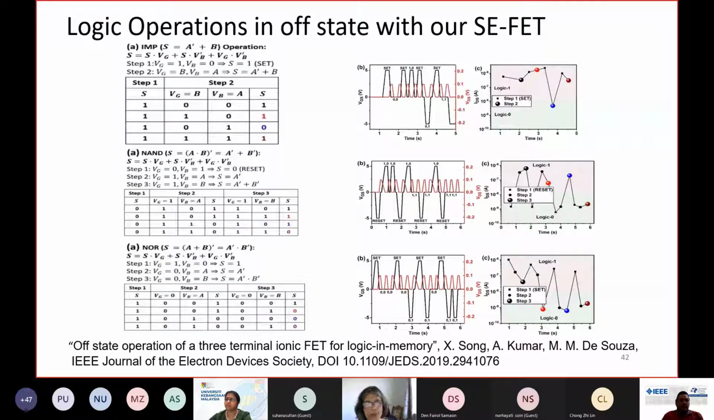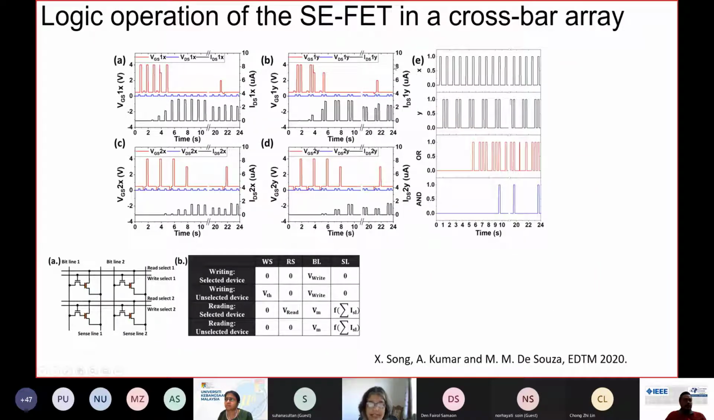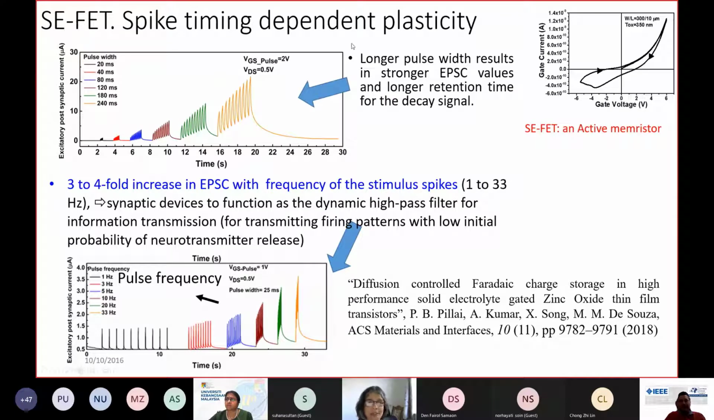And so we've shown the same thing can be done with our SE-FET compared to, for example, a ferroelectric FET. We have shown a single transistor to do all 16 logic operations experimentally. And in fact, we can also train our device to do OR and AND operations by connecting it in an array, a crossbar array, in an artificial neural network. We have shown the device to show spike timing dependent plasticity as well, and that we can control the postsynaptic current even with the frequency.